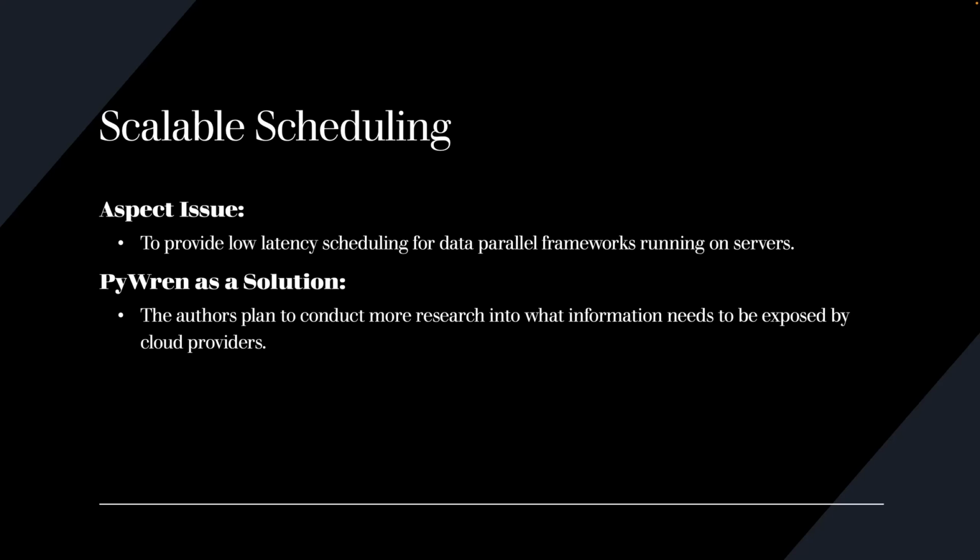Scalable scheduling. The main issue of scalable scheduling in existing architecture is finding a way to provide low latency scheduling for data parallel frameworks running on servers. In order to implement low latency scheduling, certain information regarding the cluster status is necessary, including but not limited to which containers are free, resource heterogeneity, and input locations. In most, if not all, of the current infrastructure, this information is only visible or available to the infrastructure provider, whereas the users only have access to job structure, or how functions depend on each other.